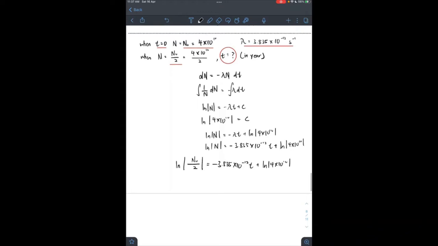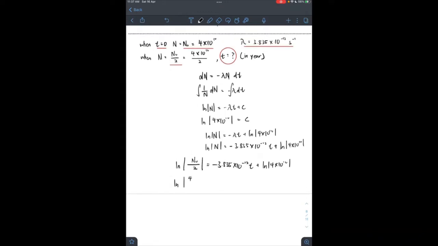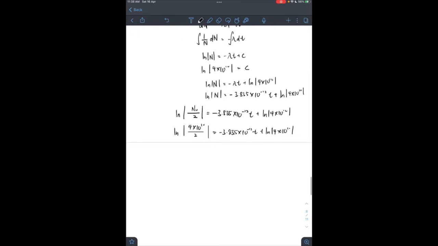So N naught is given, so we can continue to write this equals to 2, and then equals to this, and then continue with the constants. Okay, next steps, actually we can move the ln to the left hand side.